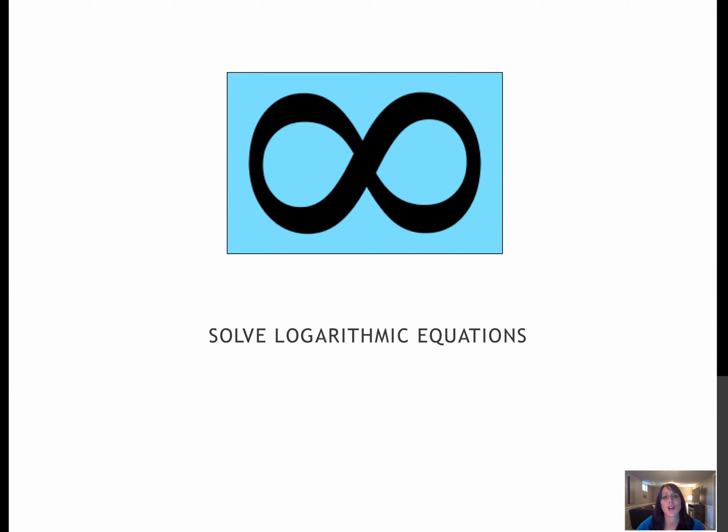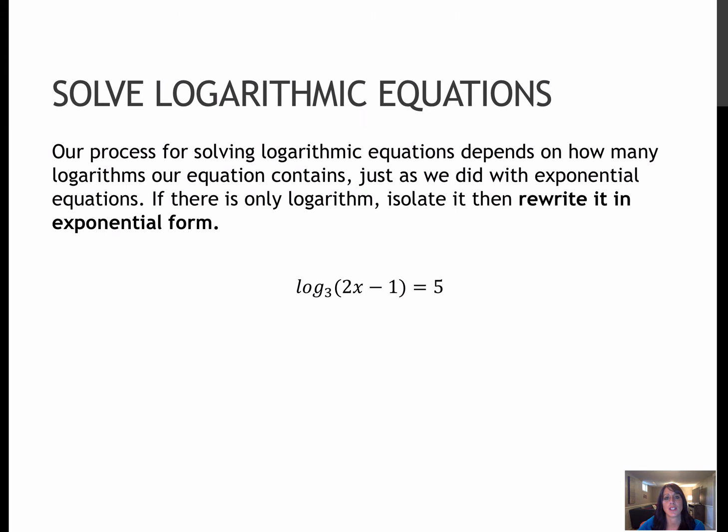In this lesson, we will solve logarithmic equations. So again, just as we did with exponential equations a few moments ago, we're going to solve logarithmic equations, and the way that we solve it will completely depend on how many logs we have and how many constants we have. So if we have a very simple logarithmic equation like this, notice we have just one log and then we have a constant.